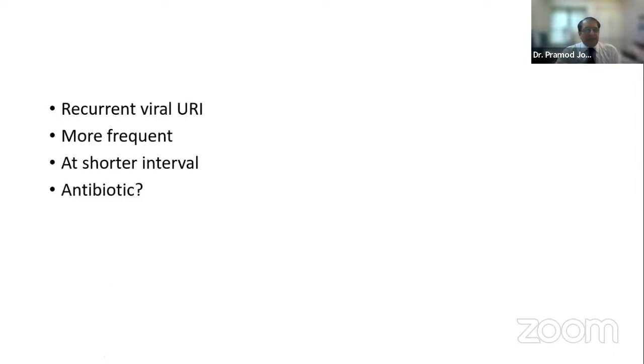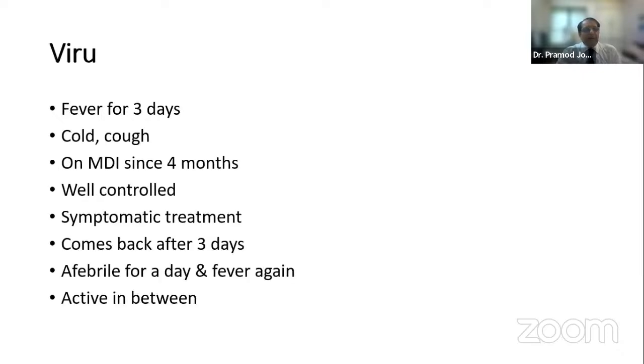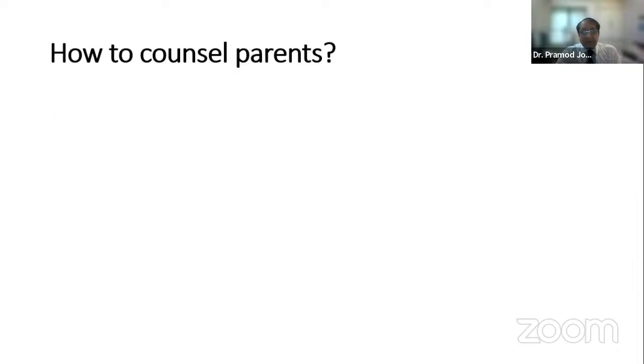This particular child was labeled as a child with recurrent viral upper respiratory infections. As I told you, they have become more frequent and are occurring at shorter intervals. Whether we need to give antibiotics, the clear-cut answer is no, because this is a clear-cut viral infection. You have to be very firm, and you have to counsel the parents that these are viral infections. The nature of the virus probably has changed because of the COVID pandemic. That's why you keep quiet till the child is PES, playing, eating, and smiling. You need not worry.